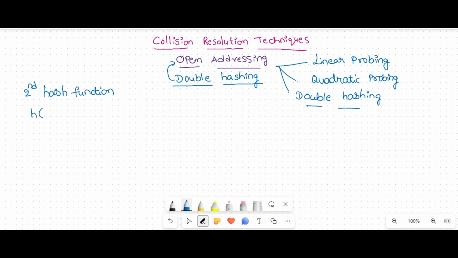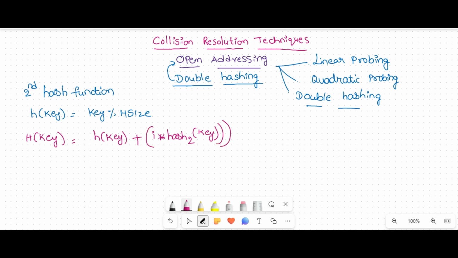Now, generally, what hash function will we use? Small h of key equal to key modulus hash table size. If a collision occurs, then what shall we do? Capital H of key equal to small h of key plus i into hash 2 of key, the second hash function, and this entire thing is the mapping address, modulus hash table size, where i takes values 1, 2, 3 and so on.